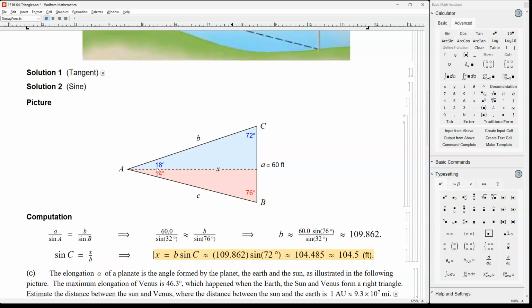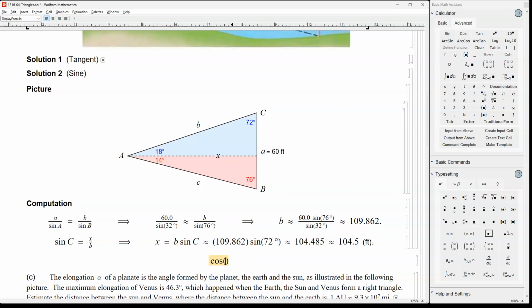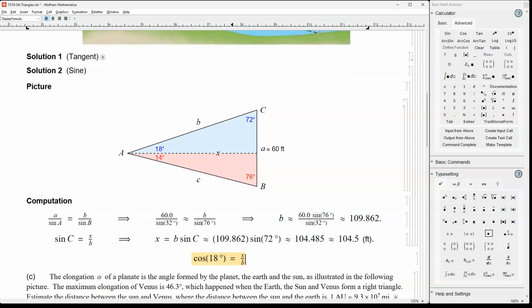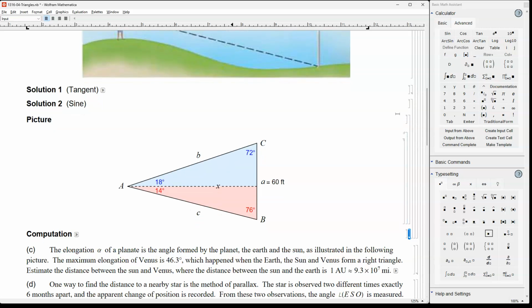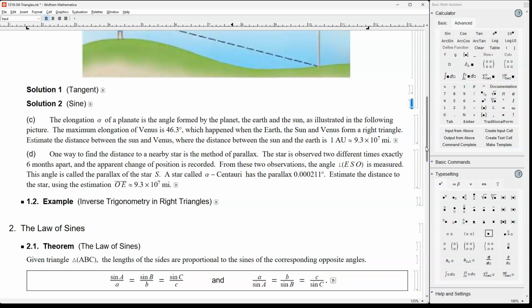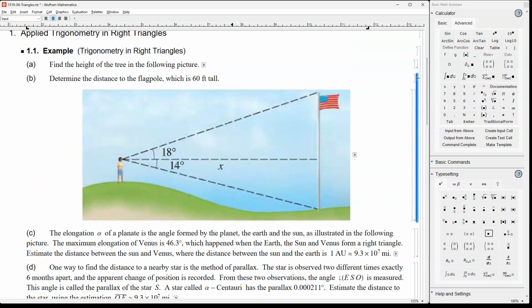Another way to do the same thing is to use this 18 degrees here. In that case, you can get x using cosine. So cosine of 18 degrees is x over b, adjacent over hypotenuse, and then you can go from there. It'll turn out, of course, cosine of 18 degrees is equal to sine of 72 degrees because they're complementary angles. So we just went through two typical examples of the law of sines, and both were acute triangles.